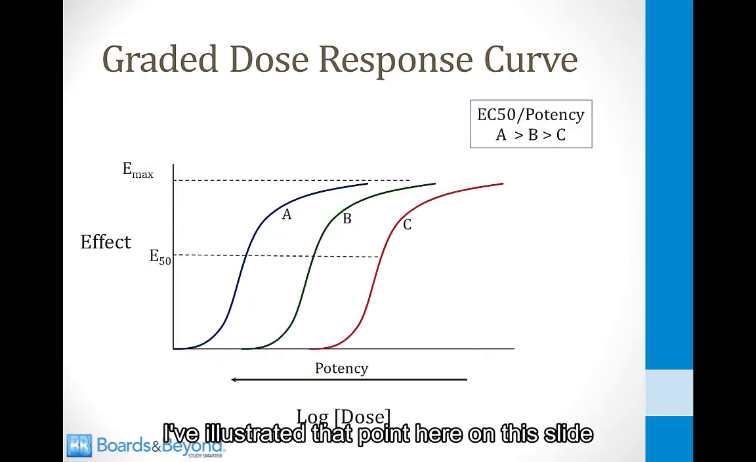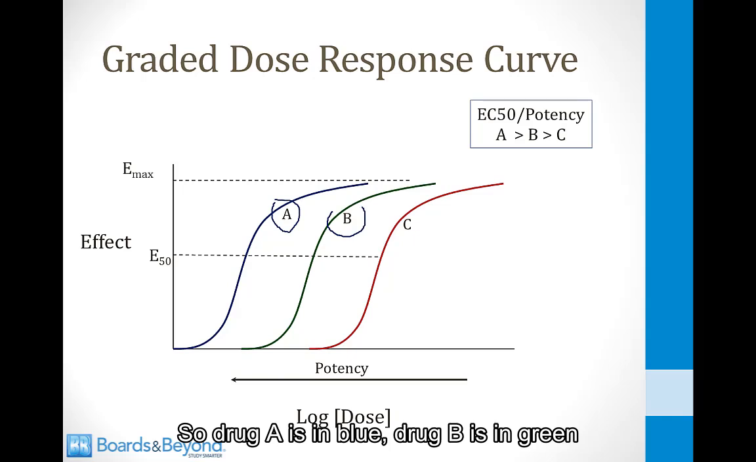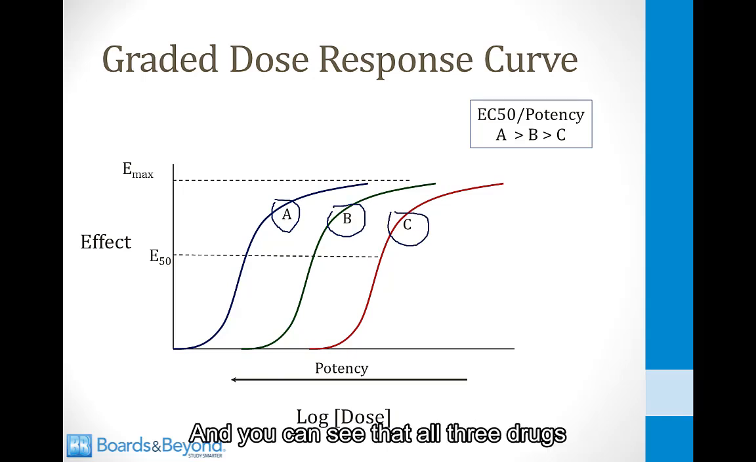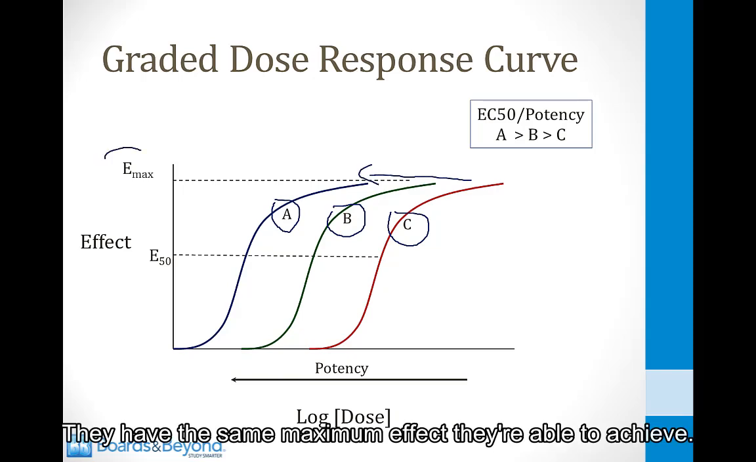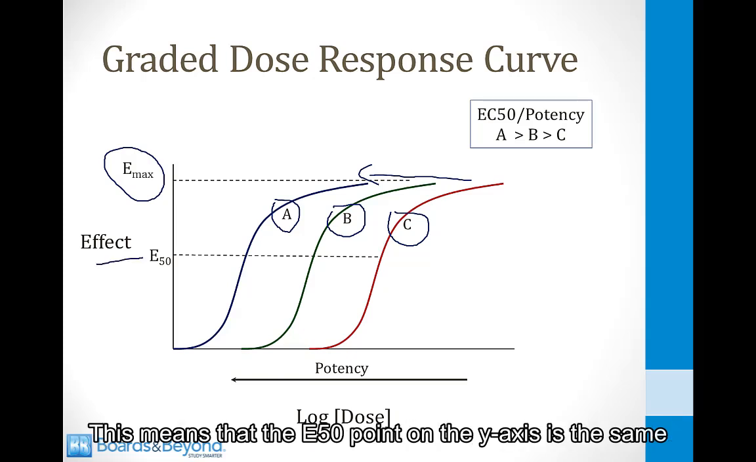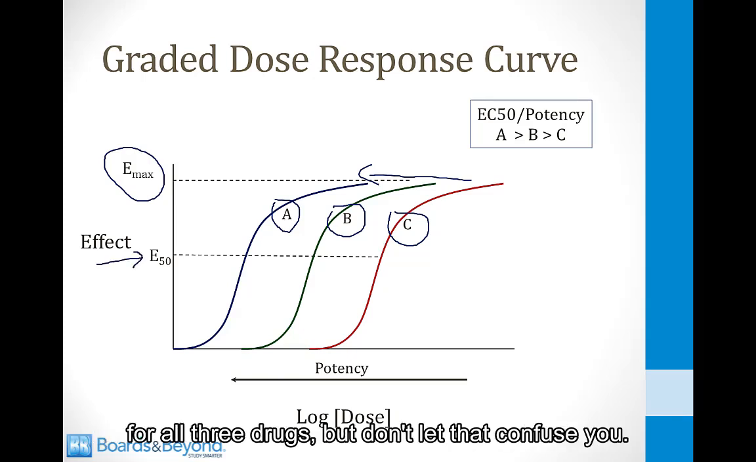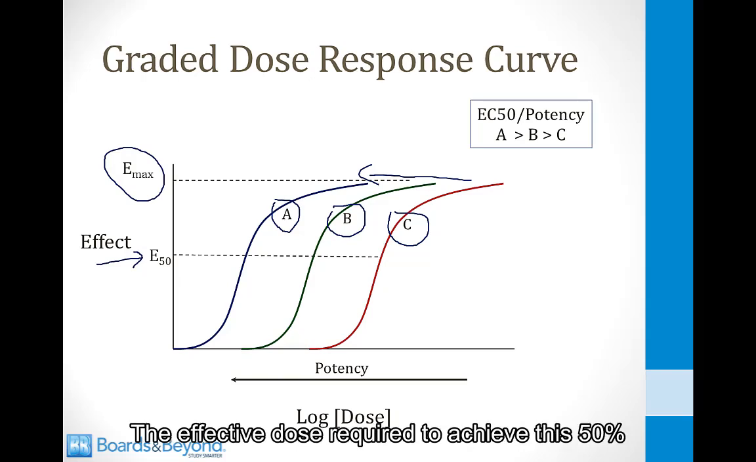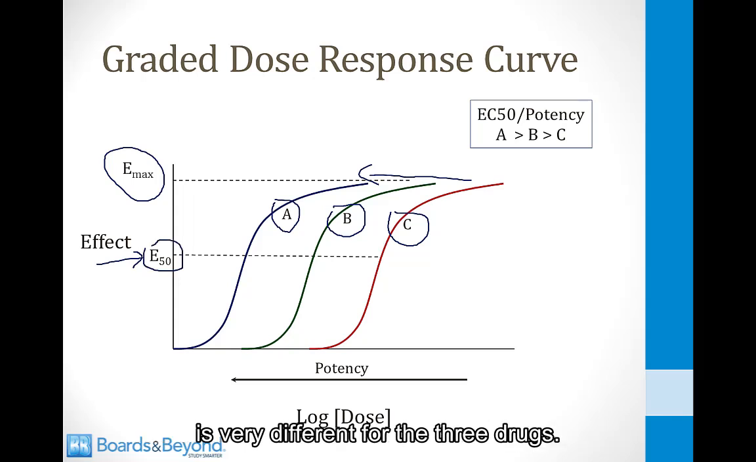I've illustrated that point here on this slide by drawing 3 dose response curves for 3 different drugs. So drug A is in blue, drug B is in green, and drug C is in red. And you can see that all 3 drugs are able to achieve the same Emax. They have the same maximum effect that they're able to achieve. This means that the E50 point on the y-axis is the same for all 3 drugs, but don't let that confuse you. The effective dose required to achieve this 50% is very different for the 3 drugs.